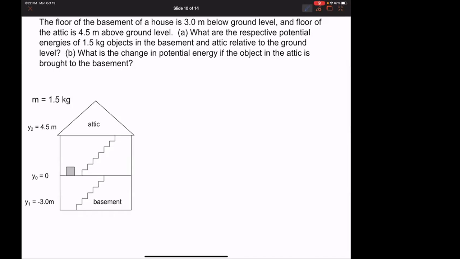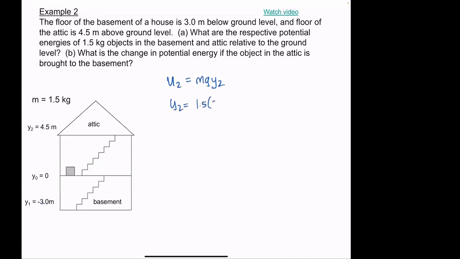So here's our house. I drew it out for you. This is what it looks like. What we want to find are the potential energies of a 1.5 kilogram object relative to the ground level. So we're going to just call this 1, 0, and 2. So we want to find U2. That's mgy2. U2 equals 1.5 times 9.8 times 4.5. U2 equals 44.1 joules.